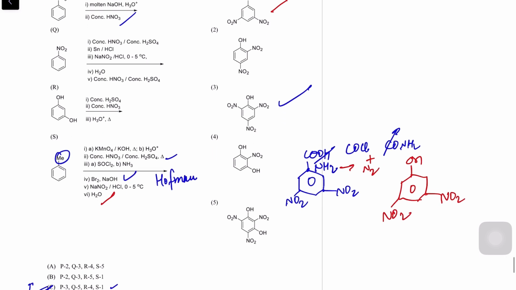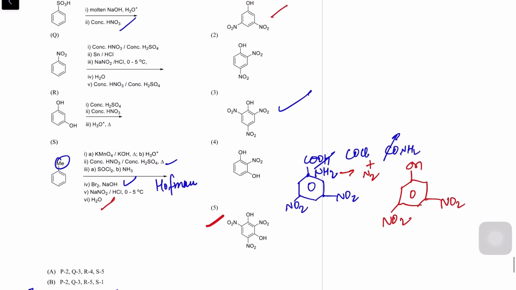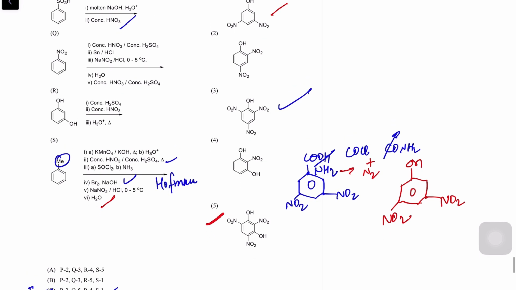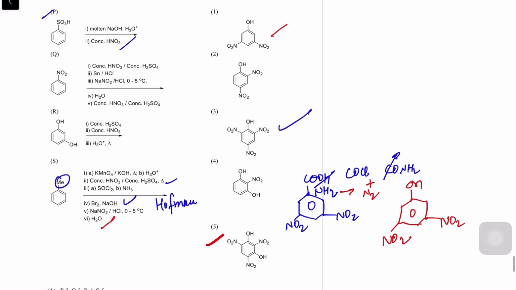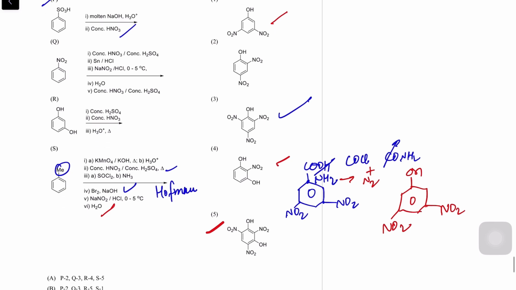Similarly, you can do option Q and R. Q will match with 5 and R will match with 4. All right. So that's all in the solution.